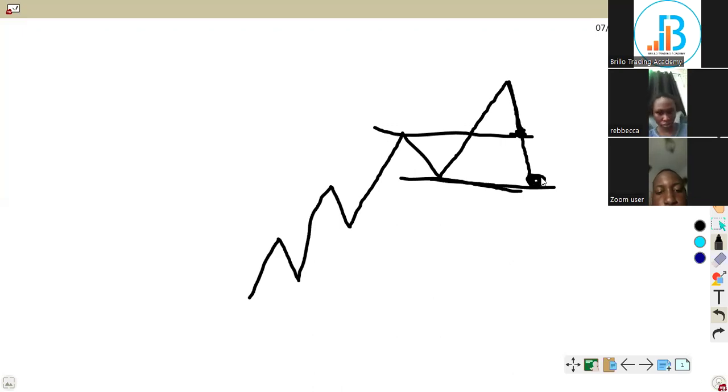So these are the two areas you need to pay attention to whenever you see that the market is in an uptrend. You pay attention to the previous high, and the current higher low. That is for the uptrend.